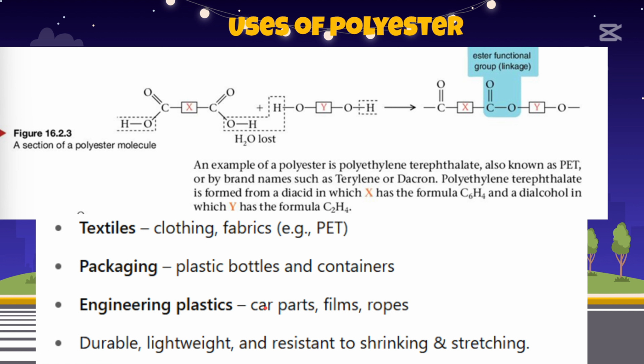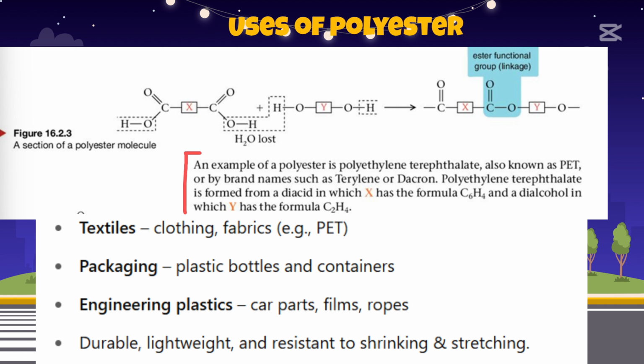Other uses of polyesters, we would have already mentioned the clothing and the fabrics, the PET, the packaging of plastic bottles and containers, and engineering plastics like car parts, films, and ropes. They're very durable, lightweight, and resistant to shrinking and stretching. So just think about it. Polyesters, we use it for fabrics, and we use it for packaging, including plastic bottles and containers.